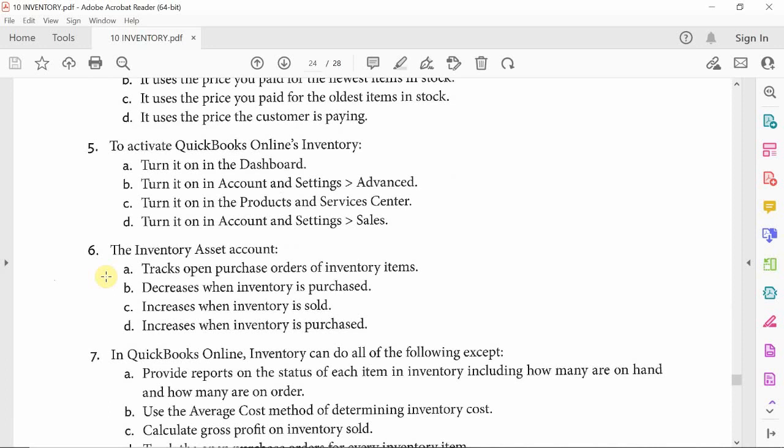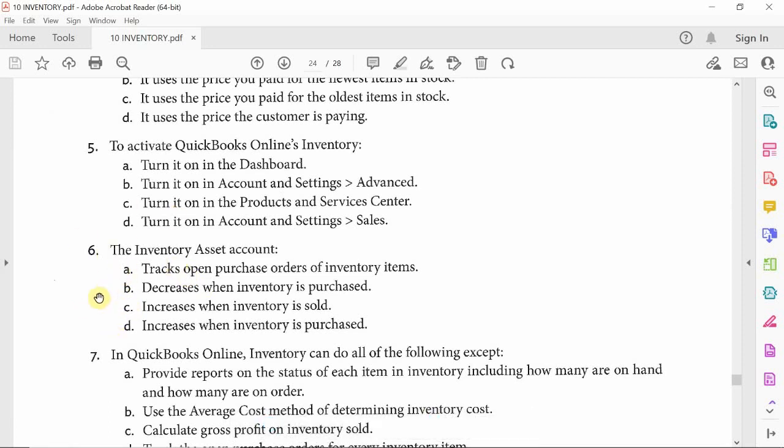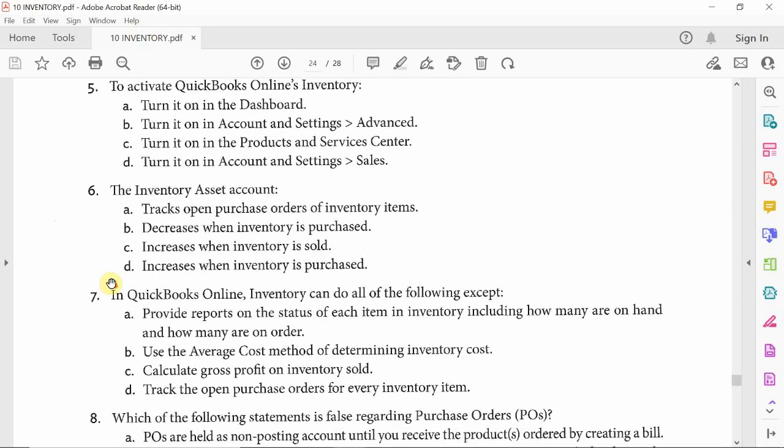D, right. In this case, when you buy inventory, are you increasing or decreasing? Do you have the inventory items? You're most likely to increase it when you purchase it, right? You only decrease it when you sell it. So in this case, B and C are opposite of each other. And then A, we know that purchase orders do not increase or decrease. It's just a simple request.